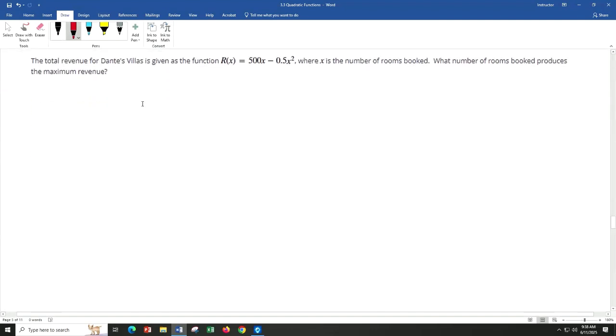Look at this guy right here. The total revenue for Dante's Villas, and this is going to be our last one, is given as the function r of x equals 500x minus 0.5x squared, where x is the number of rooms booked. It tells you what number of rooms booked produces the maximum revenue. Well, let's first rewrite this in the proper form: r of x equals negative 0.5x squared plus 500x. Realize we have an a and we have a b. What do we not have? A c.